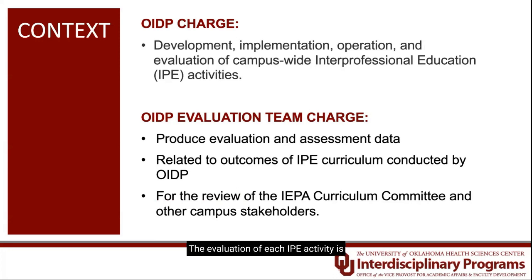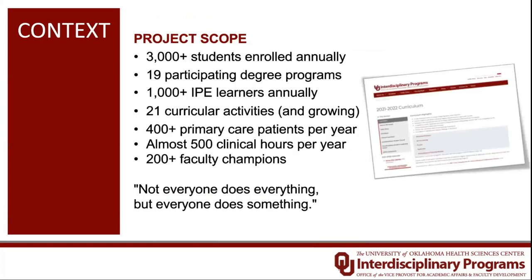The evaluation of each IPE activity is based upon the implemented IPE curriculum and participant data collected from each activity. The data is reviewed and analyzed prior to being presented for review to the IPE Curriculum Committee, as well as campus stakeholders. Annually, over 3,000 students enroll in the 19 participating programs OUHSC has to offer. Out of these 3,000 students, over 1,000 students choose to take the step to become IPE learners by signing up for and participating in one or more of the 21 IPE curricular activities that are offered throughout the year.